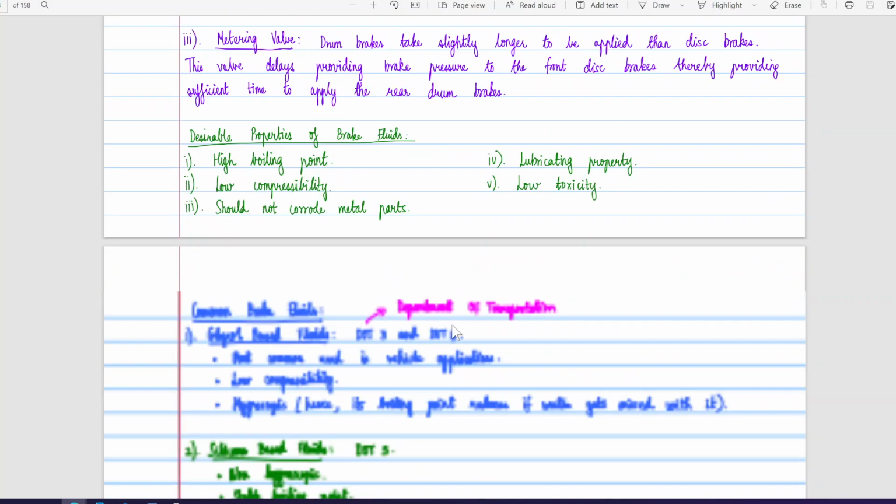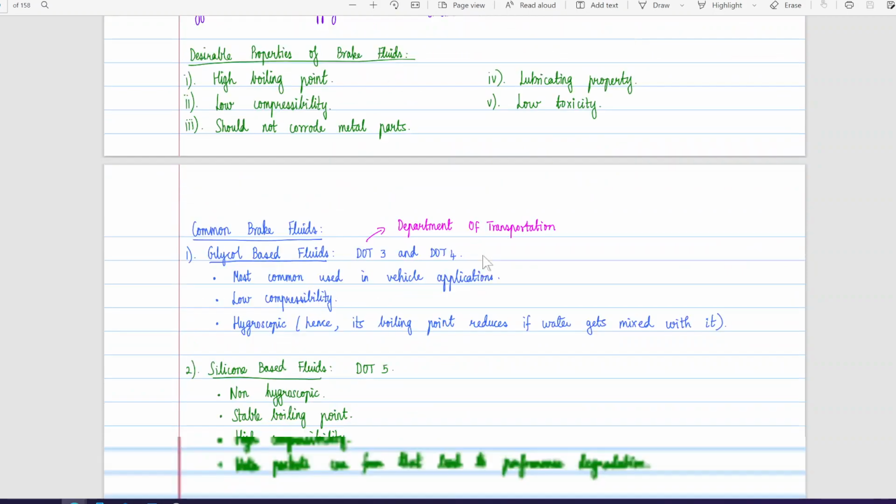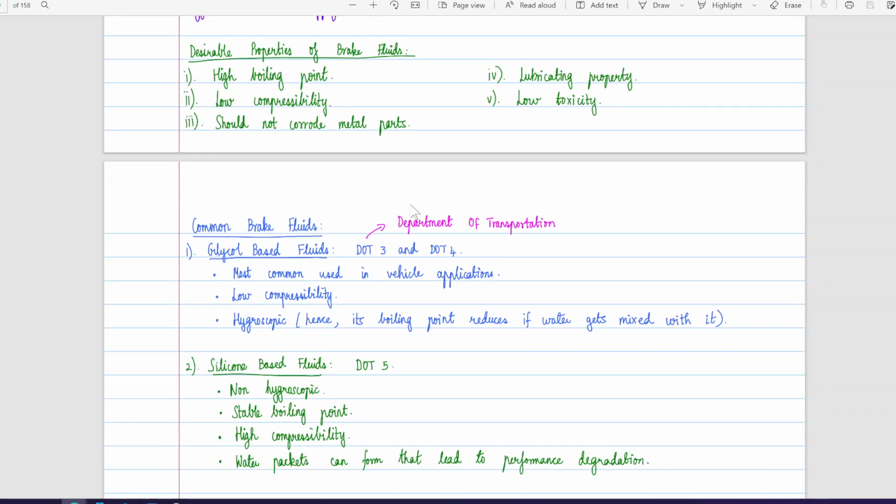Okay, and as we are looking at hydraulic brakes, let's take a look at some brake fluid. The desired properties of brake fluid are as follows. It should have a higher boiling point, it should have low compressibility, it should not corrode the metal parts, it should have good lubricating properties, and it should have low toxicity.